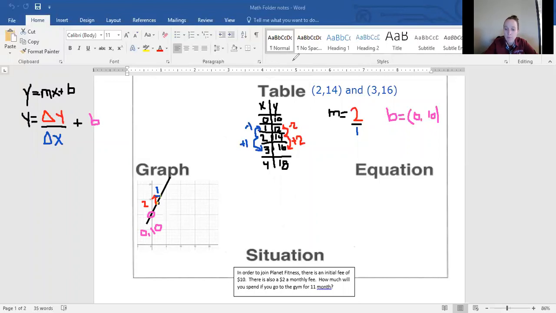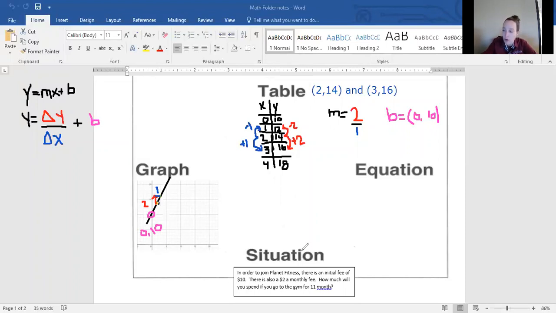There's also a $2 monthly fee. How much will you spend if you go to the gym for 11 months? I have to be able to extract all of that out. So what does it mean for $2 a month? Think about slope is a fraction.